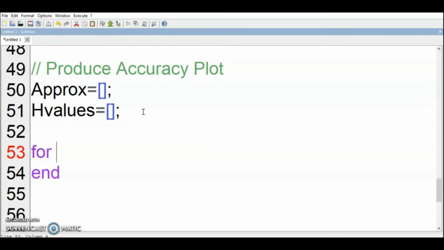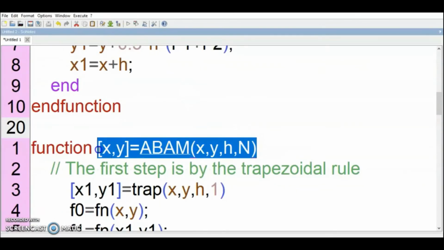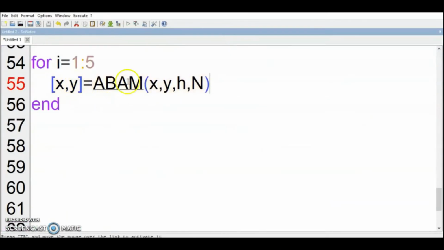So how many values I want to produce is for i equals 1 to, let's say, n. So what's my small n here? Let's say 5 points. So i equals 1 to 5. Okay, so call this function here, this one. Put it here. And this is my initial x0, y0.